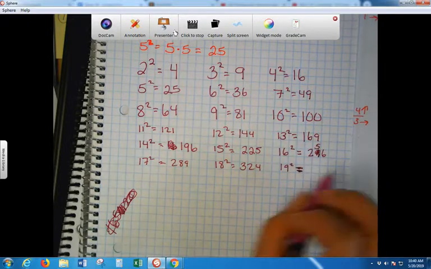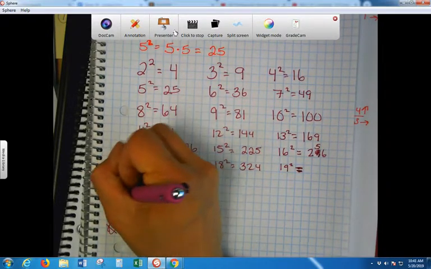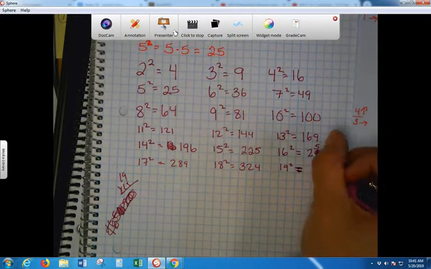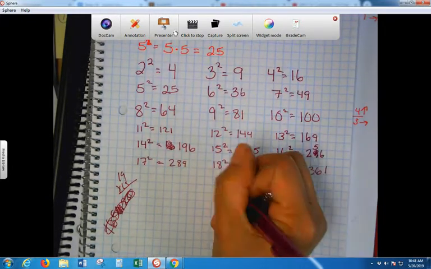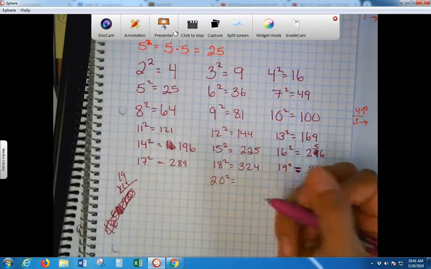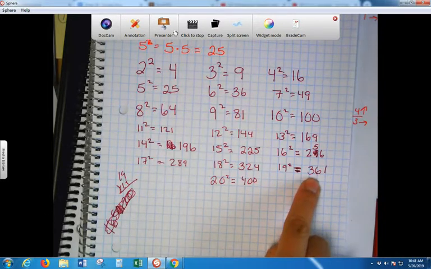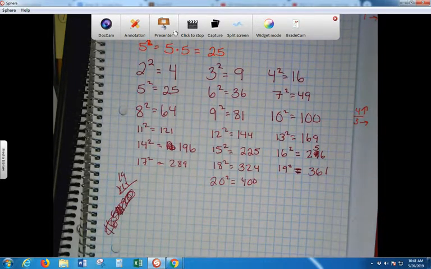Do it on the paper. 19 times 19. 361. Good. And the last one, 20 squared. 400. It has to be bigger than this number, right? Because we're going up. Okay, you're going to use this later on in the period. This is like your cheat sheet. Okay, so these are called exponents.